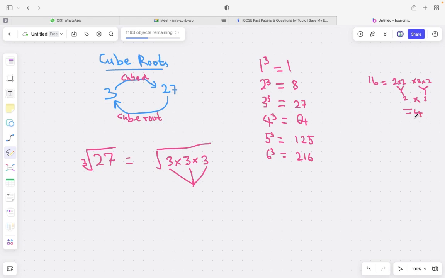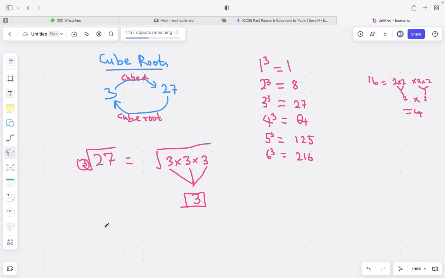For cube root, we are not grouping 2, we are grouping 3. It's the 3 concept. Look at it here. Out of 3, you take only 1. So that's why the cube root of 27 is only 3. Are you with me? So we're going to use it to find big numbers.